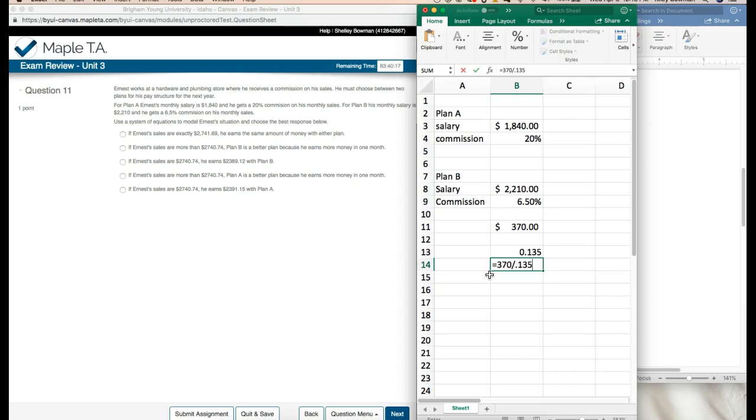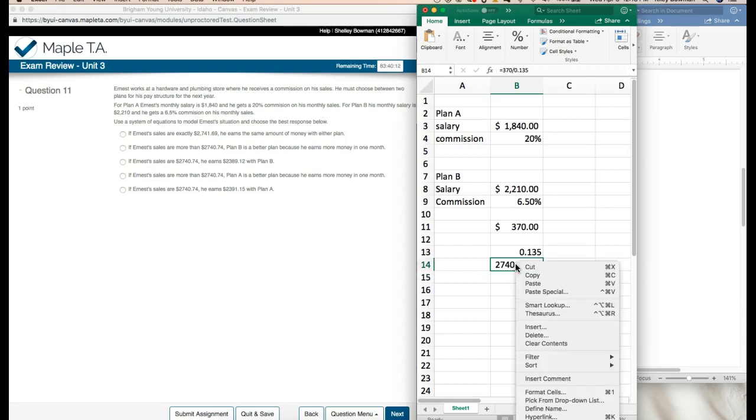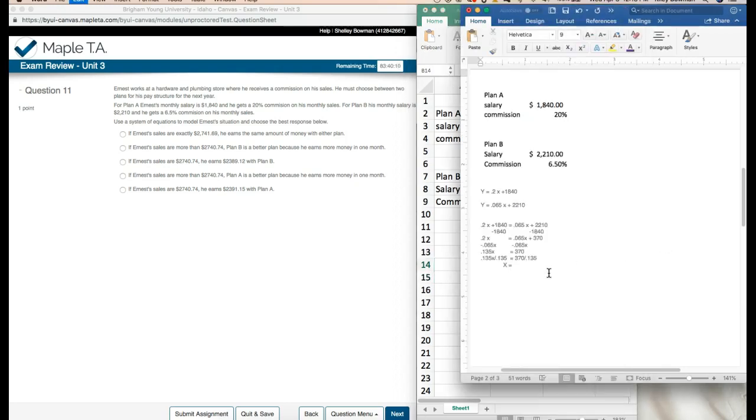We could have also cell referenced there as well. And I get 2,740. And I'm going to copy and paste that in here because that was fast and I don't have any typos if I copy and paste. There we go. So that tells me that the commissions, his monthly sales for both of them, when x equals 2,740, if that's his monthly sales, then it doesn't matter which of these plans, it will give him the same pay for the month.